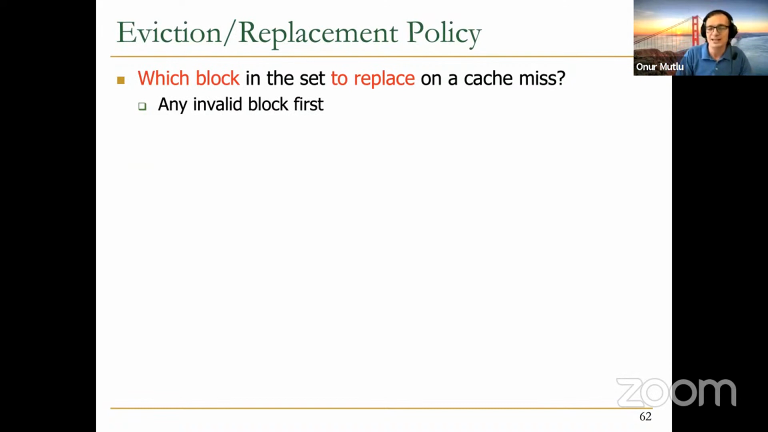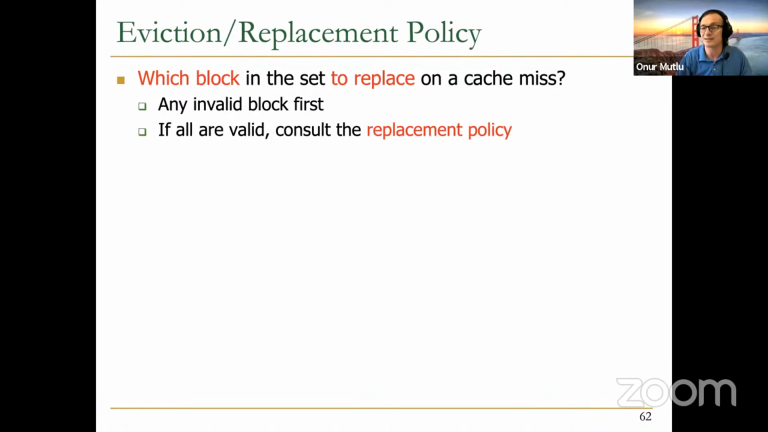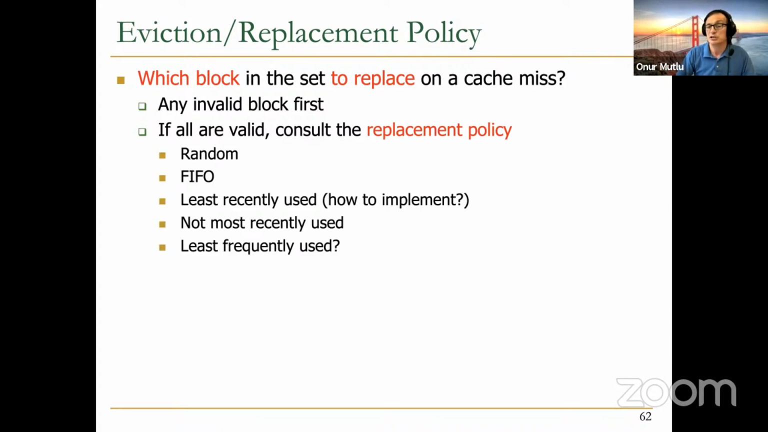Very quickly, any invalid block first, I already mentioned this basically. If you have an invalid block, you should replace it. It doesn't make sense to replace a valid block if you already have an invalid block in the cache, right? Unless you have some other really, really good information about blocks. And if all are valid, you need to consult the replacement policy. This is also called an eviction policy, as I mentioned in the previous slide. And there are many replacement policies, and we're going to cover them in the next lecture. But just to prime your thinking, it could be random. You could decide randomly to pick which one. It could be first in, first out.